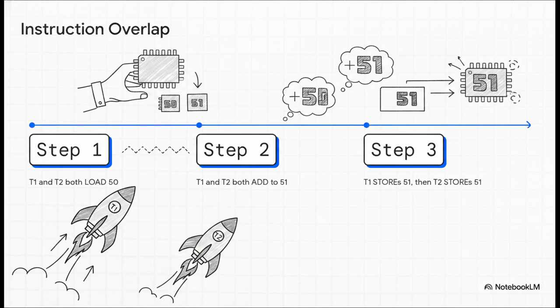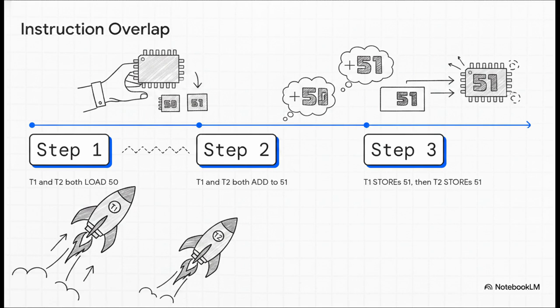Let's do a play-by-play narrative of this collision. Thread 1 steps up and loads the variable. It sees a 50. But before thread 1 can actually do the math, boom, a context switch happens and thread 2 jumps in. Thread 2 also loads the variable from memory. Since thread 1 hasn't updated anything yet, thread 2 also sees an outdated 50.